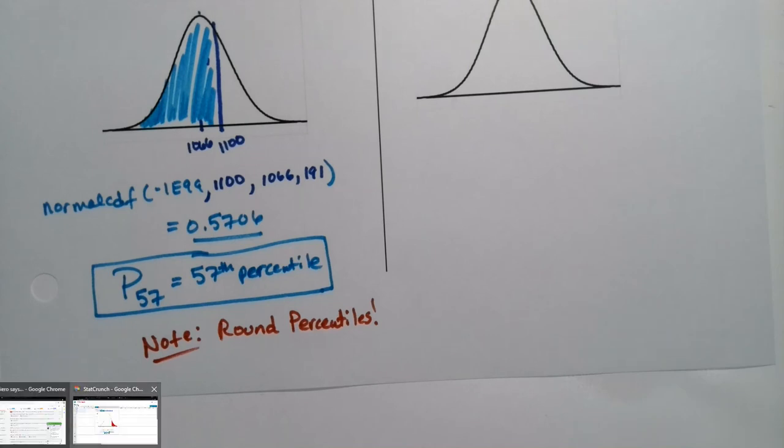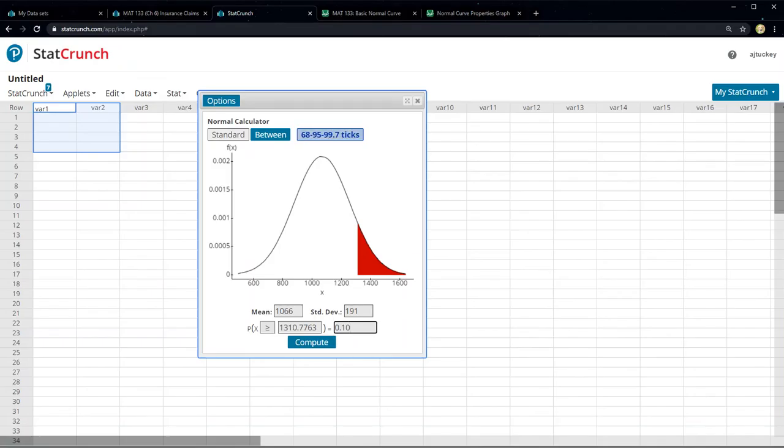Now, in StatCrunch, if I want to do that same problem, 1066, 191, I'd make it a less than, and I would tell it 1100, because I know the x value, so it goes in here. X values go here, areas go over here. And it tells me 0.5706. Done.